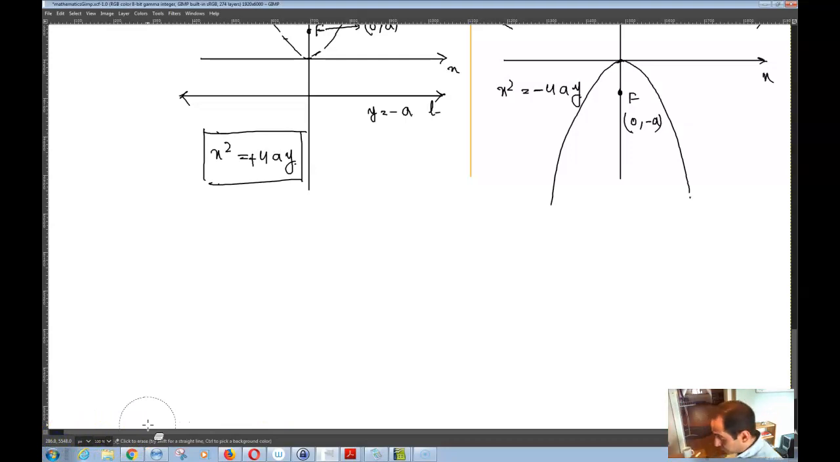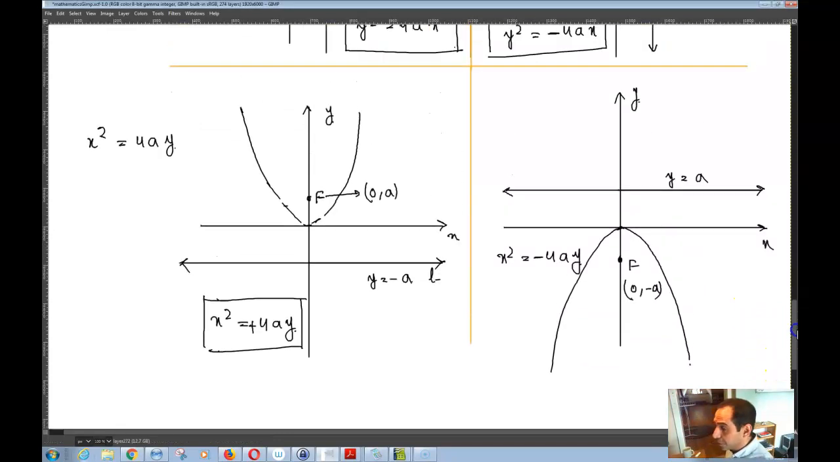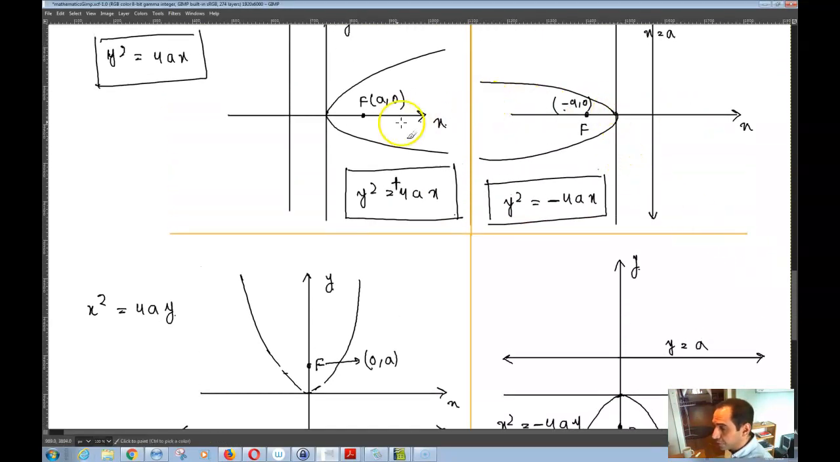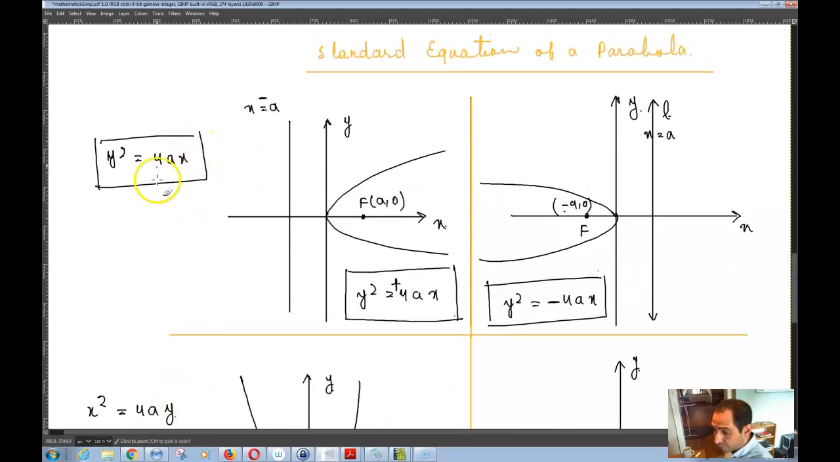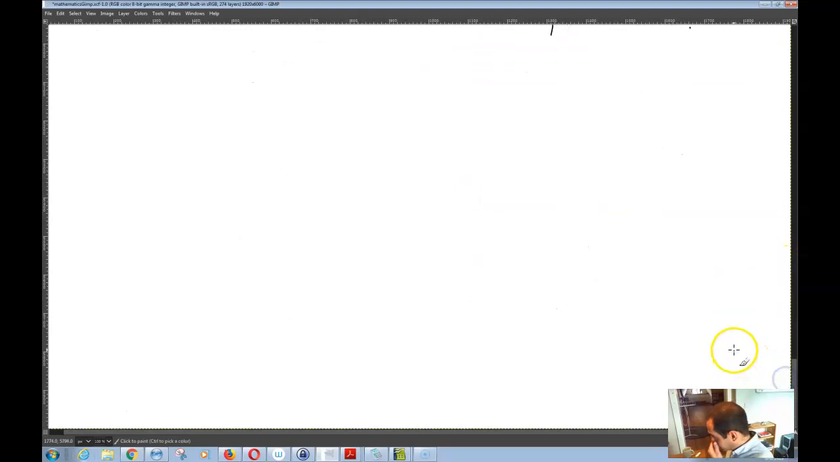So we can very easily restrict our discussion to parabolas that are in this configuration, or this configuration, or this one, or this one. And so you can say that we have these two forms of equations, and then the coefficient of x is going to be either positive or negative in each case, or the coefficient of y is going to be positive or negative.